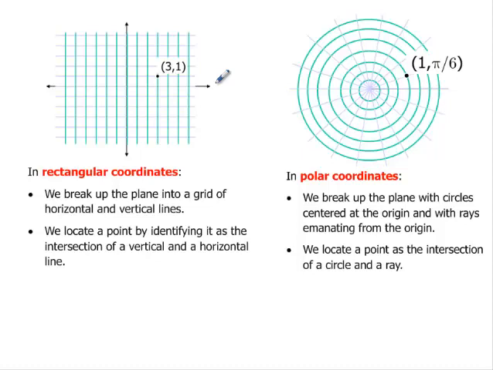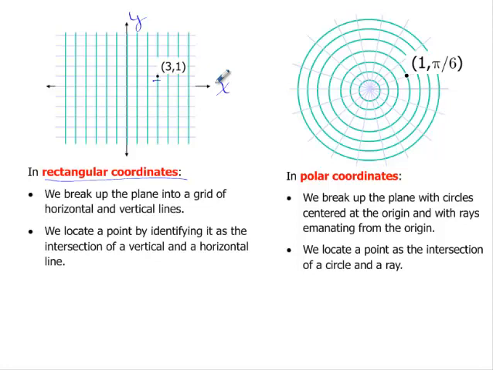So we're very comfortable being in the XY coordinate plane. We've been in the XY coordinate plane, many of us, since we were in 8th grade. So we're very comfortable with locating points in this plane. We understand that in rectangular coordinates, we break the plane into a grid of horizontal and vertical lines. We can locate a point by simply identifying the intersection of a vertical and horizontal line. We know that the vertical lines are our x coordinates and the horizontal lines are our y coordinates.